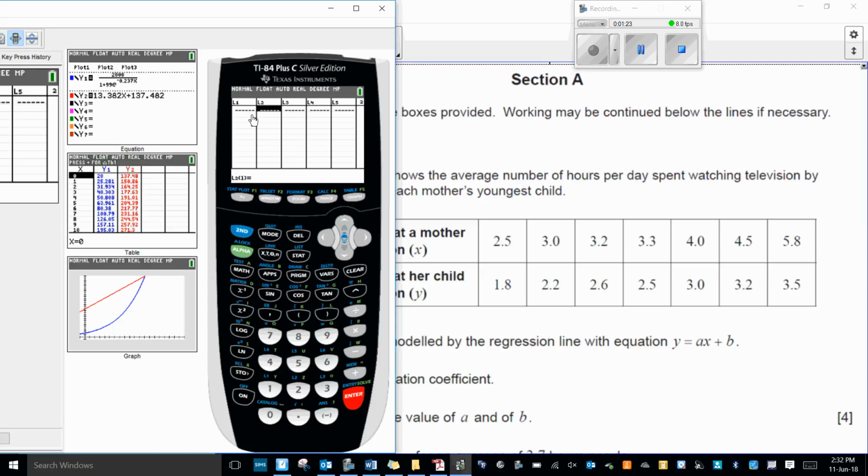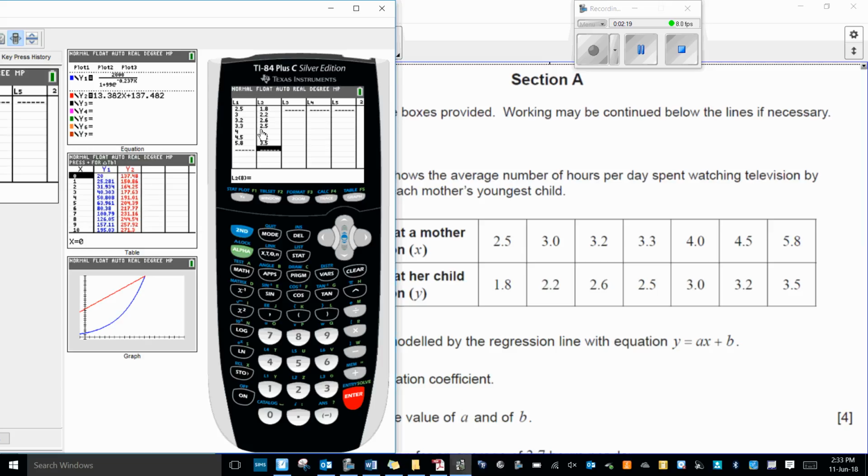Alright, so L1, so I'm going to put these numbers in: 2.5, 3, 1.8, oh, so not 1.8, 3.2, 3.3, 4, 4.5, and 5.8, and 1.8, 2.2, 2.6, 2.5, 3, 3.2, oops, 3.2, and 3.5. Okay, so I can see my list a level, means I've entered all the information.